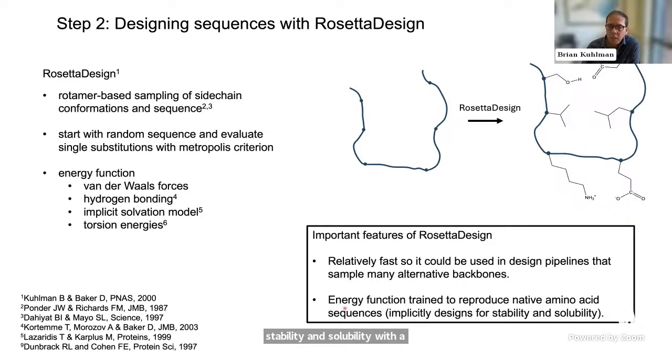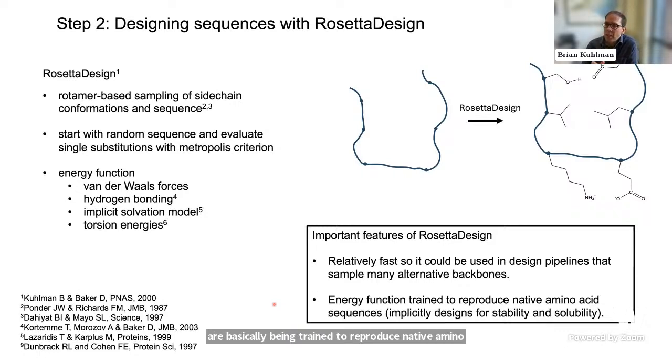The other thing that's pretty interesting about this is actually the approach that's being used in the modern day to train neural networks for protein design. So models like ProteinMPNN are basically being trained to reproduce native amino acid sequences.